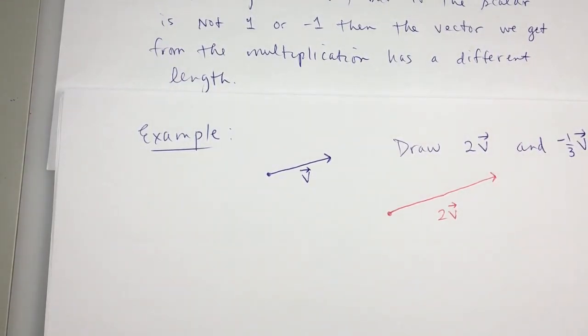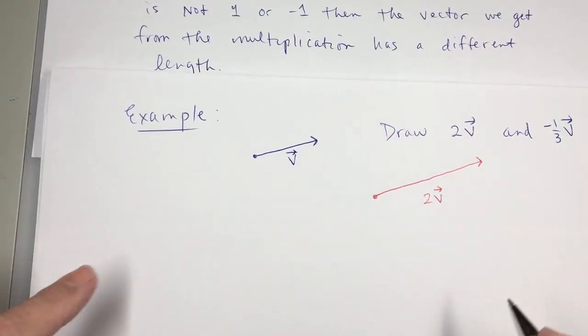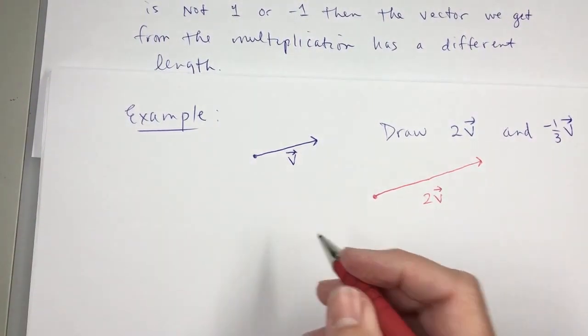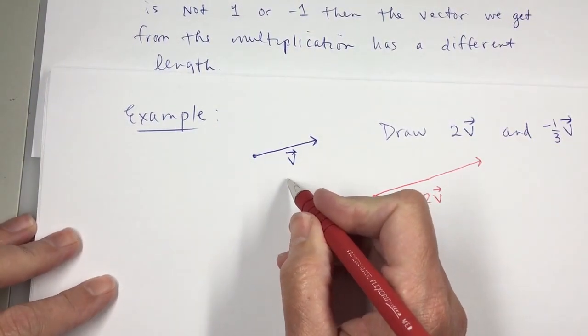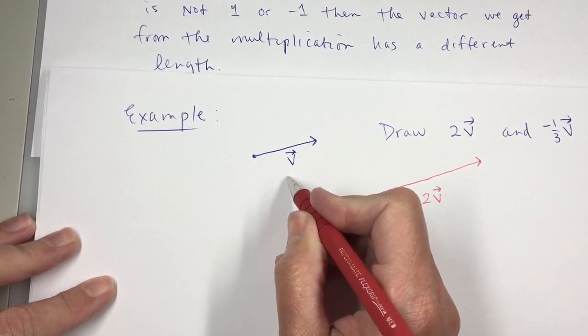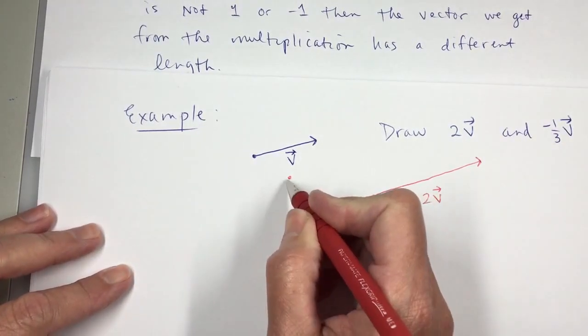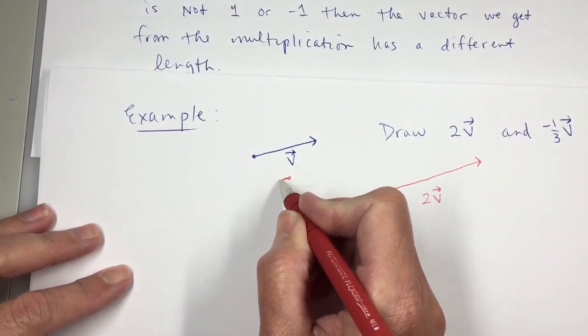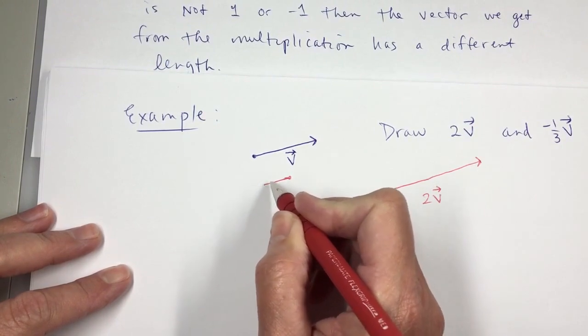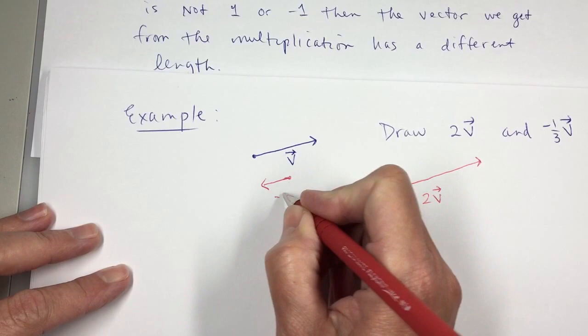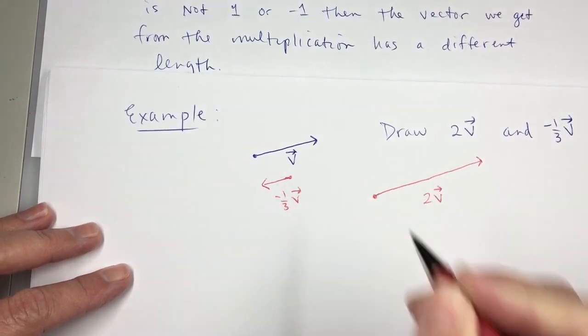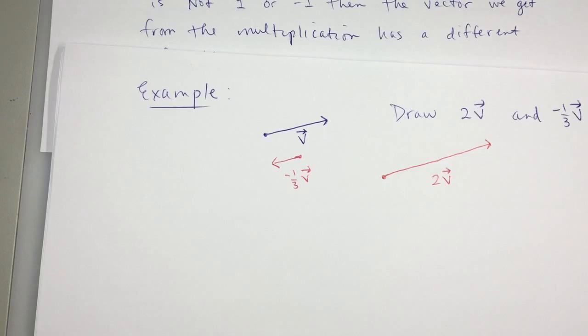And then, what about negative 1/3 times vector V? It's going to be in the opposite direction, parallel, and it's going to be 1/3 of that length. So I'm looking at my vector V right here, and I'm eyeballing it, thinking, okay, 1/3, parallel, opposite direction, and I'll label that negative 1/3 times vector V. So we can do this geometrically, we can do this algebraically.